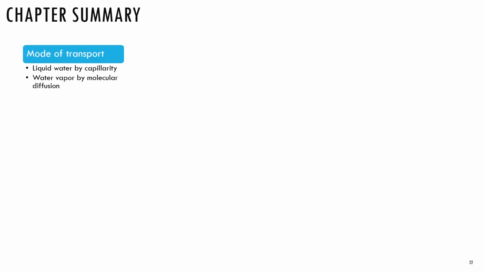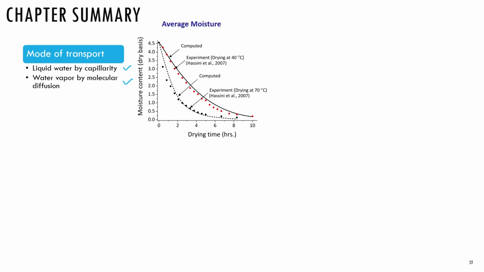In not so intense air drying, the modes of transport of liquid water and water vapor are as follows. Liquid water is mostly by capillarity and water vapor is mostly by molecular diffusion. We can probably ignore any kind of pressure driven flow. So the moisture content goes down with time as expected, but this rate of moisture loss is increased as we increase the drying temperature.